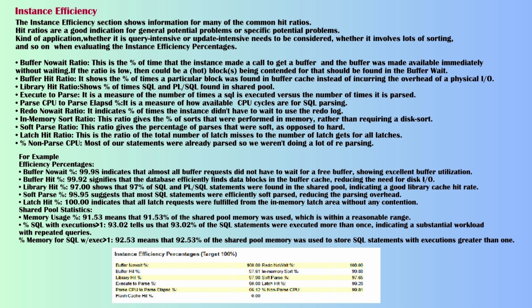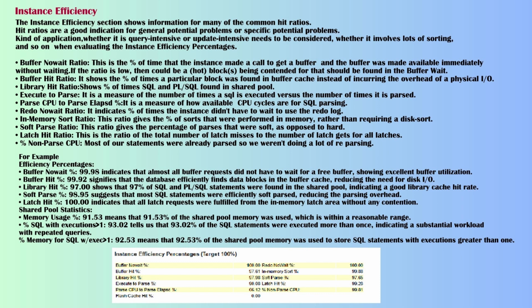It shows how efficient sort_area_size, hash_area_size, or PGA_aggregate_target are. If you don't have adequate sizes of sort, hash, and PGA parameters, then your in-memory sort percent will go down. Soft parse ratio. This ratio gives the percentage of parses that were soft, as opposed to hard.